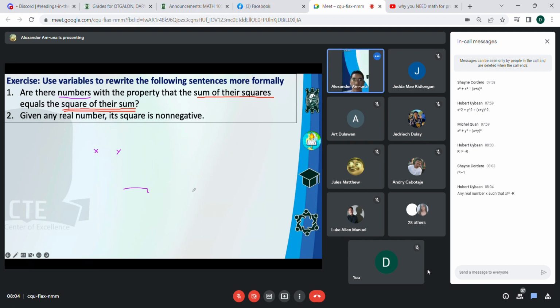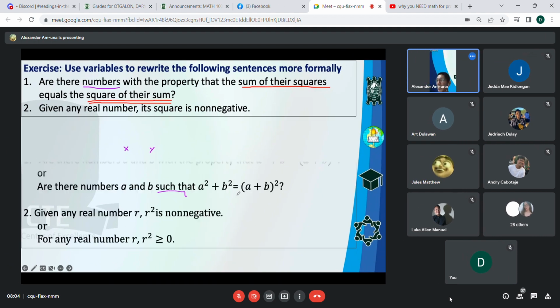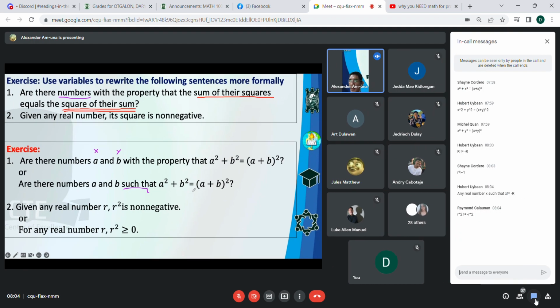All right. Okay, so let's evaluate your answers here. So given any real number, its square is non-negative, right? So in that case, how are we going to write that into a mathematical expression? Into a mathematical sentence which is more formal.